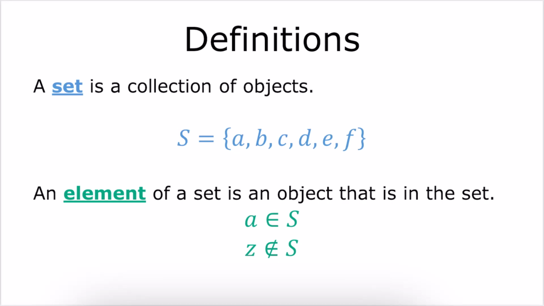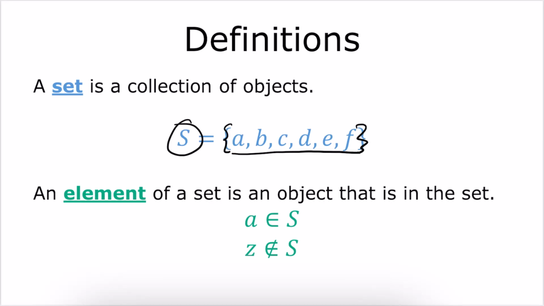And sometimes we'll name a set with a certain symbol. So for example, if we have the set of the letters A, B, C, D, E, and F, we could name that set, which we're writing in brackets here. We could name that set the set S.